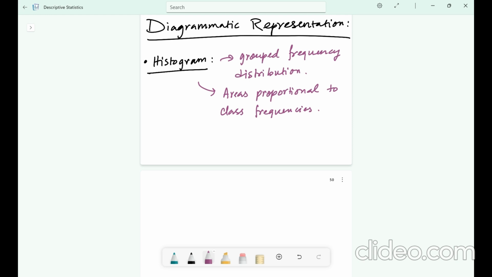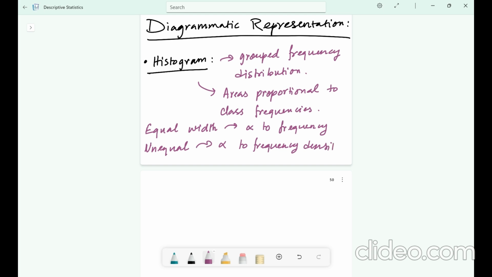When all classes have equal width, this is also important, rectangle heights are proportional to frequency. When classes are unequal, then rectangle heights are proportional to frequency density. This is actually important.